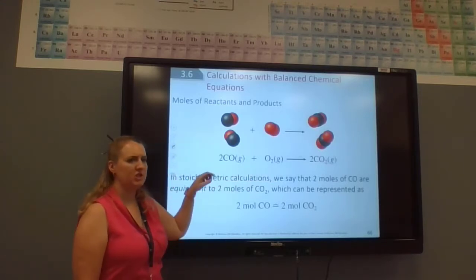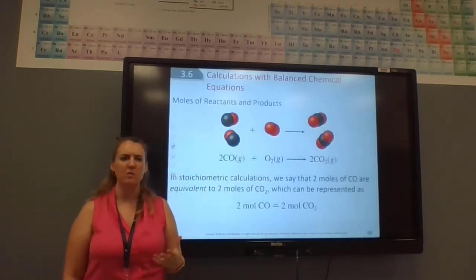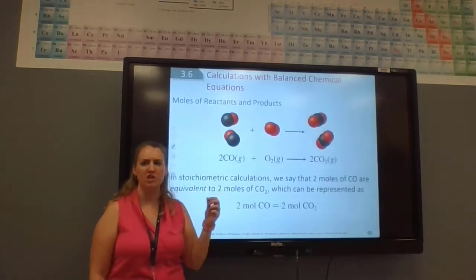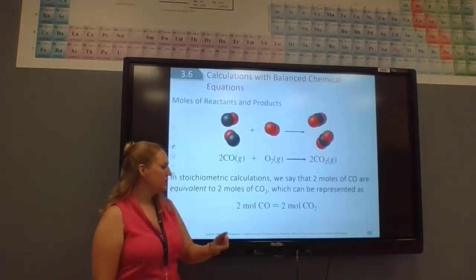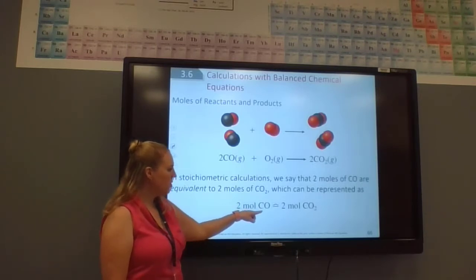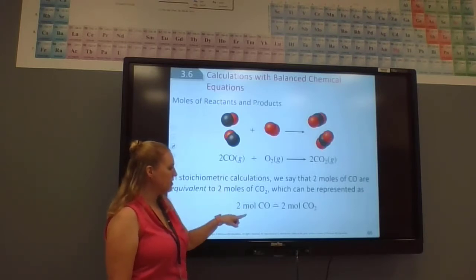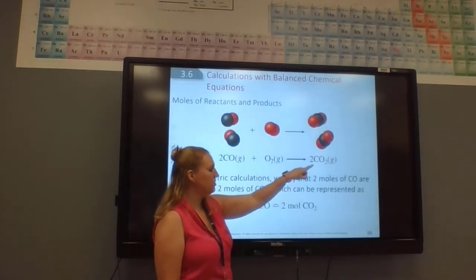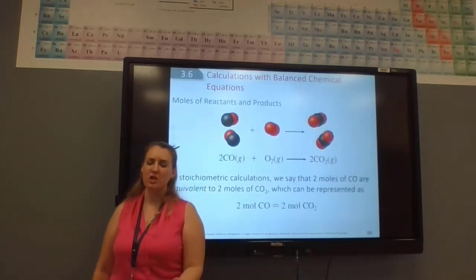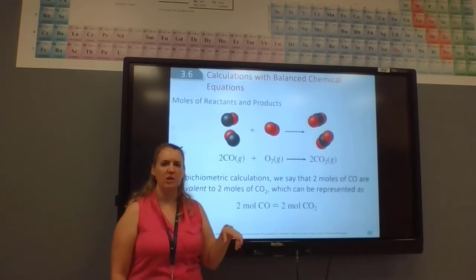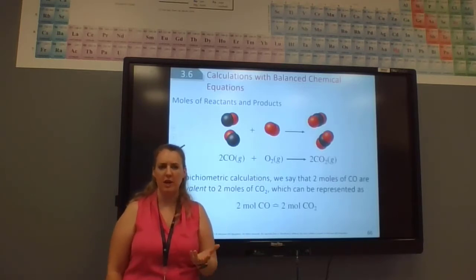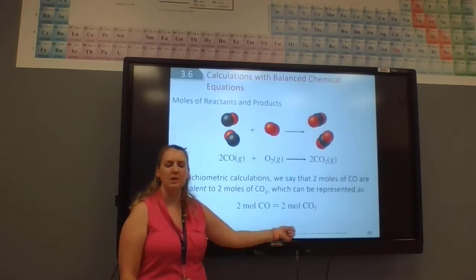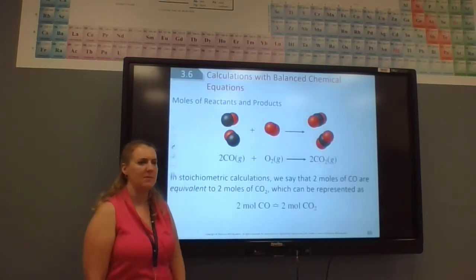stoichiometry and stoichiometric ratios. A stoichiometric ratio means, in my balanced equation, what is the ratio between two species? So for example, 2 moles of carbon monoxide in this reaction are stoichiometrically equivalent to 2 moles of CO2, which means I can use this as a ratio. Just like in the last problem, we used the ratio of 2 hydrogens to every H2O. Same idea here, we can use these as ratios to go in between species in the same chemical reaction.